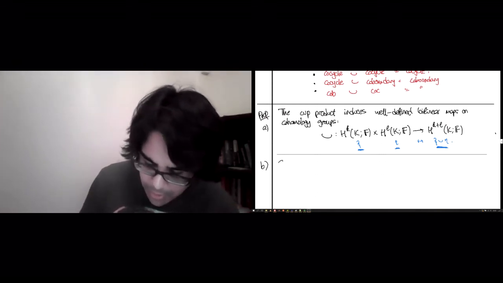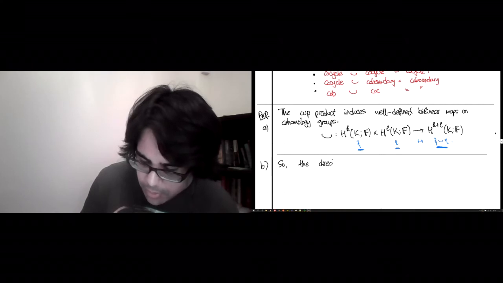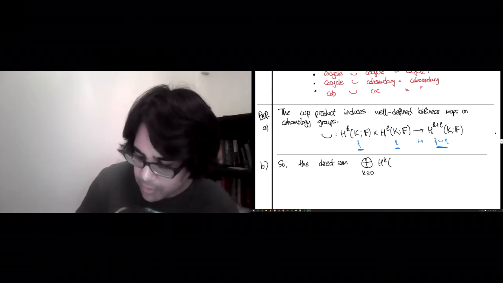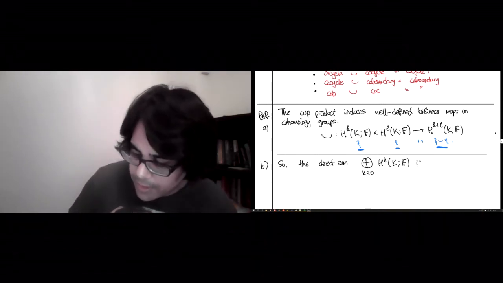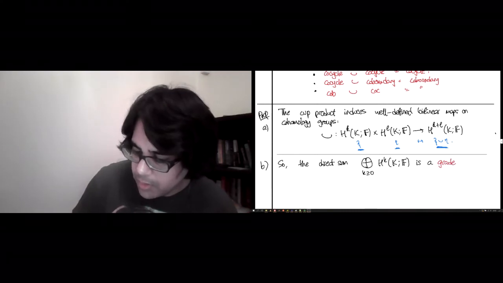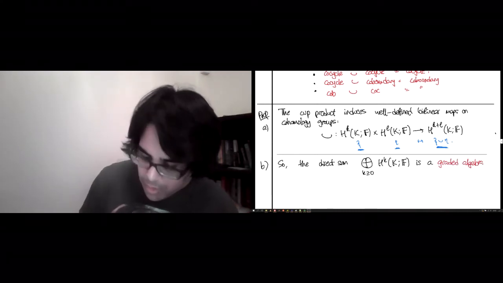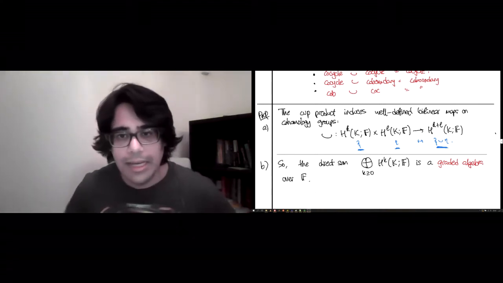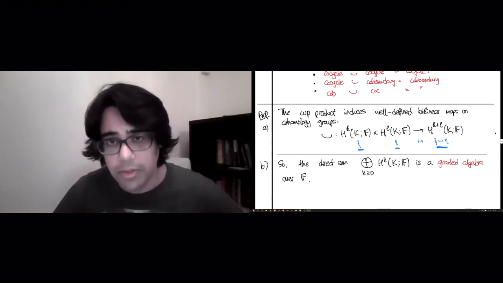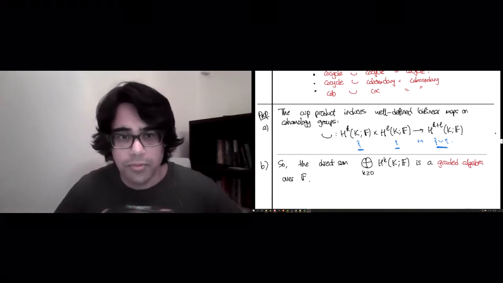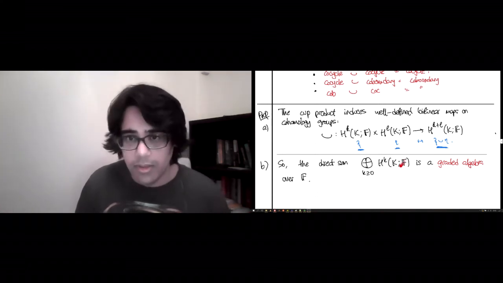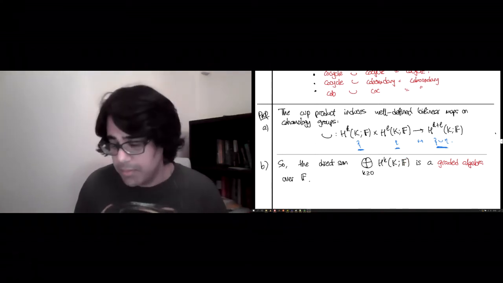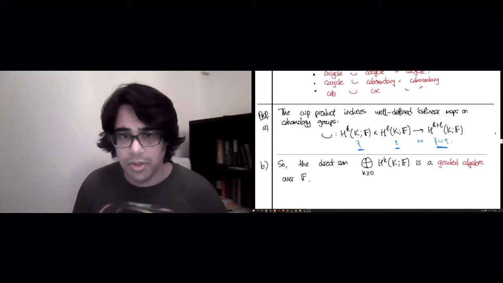So let me write this down. The direct sum, where you take all k bigger than 0 and smash up all the cohomology groups, is a graded algebra over the field F. Now, I'm not going to write this down because we've done everything with field coefficients in this course, but if you decided that you did not like fields and you wanted to compute cohomology everywhere with some ring coefficients, maybe a commutative ring, maybe the integers, then you wouldn't get what's called a graded algebra. You would get a graded ring.